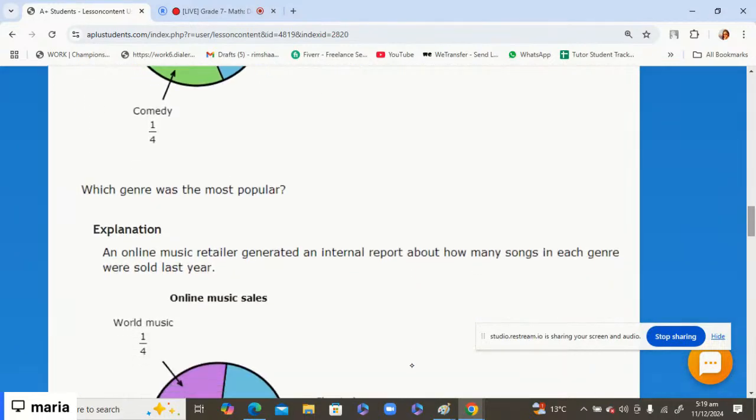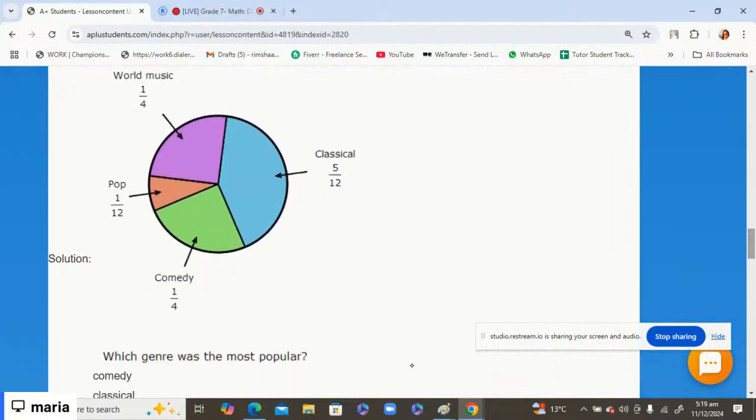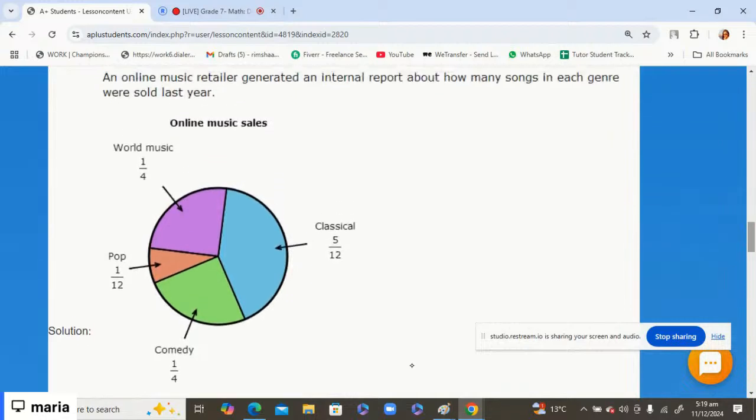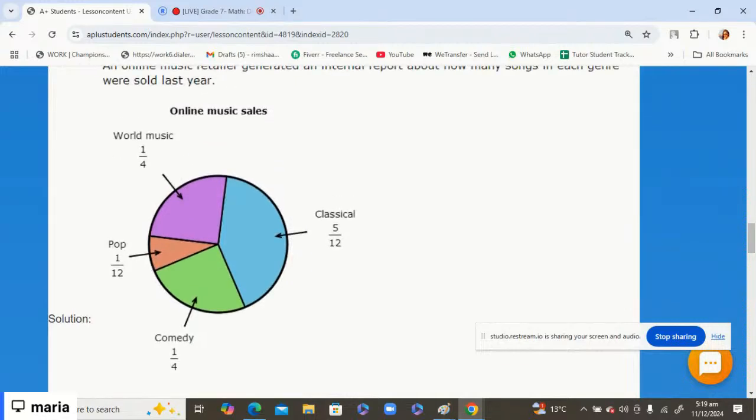So which genre was the most popular? We are going to check it out. First of all, we see all of it: 1 by 4, 1 by 12, 1 by 4, and 5 by 12. Between 12 and 12 and 4, 12 is the greater denominator, so we can say that pop or classical is basically lower compared to world music or comedy, because those fractions are 1 by 4 and 1 by 4.